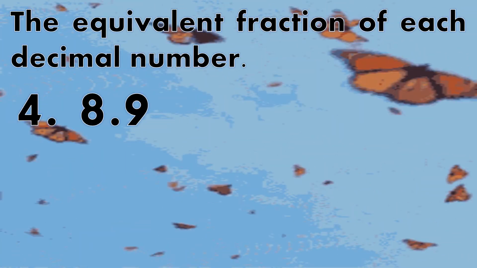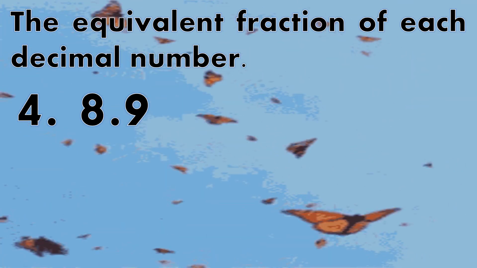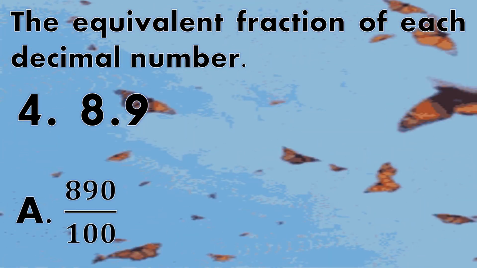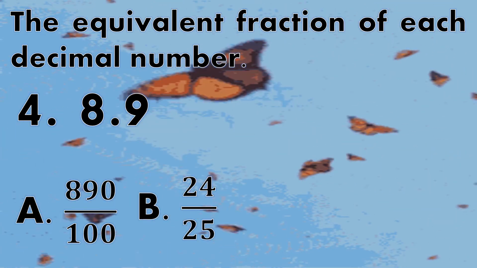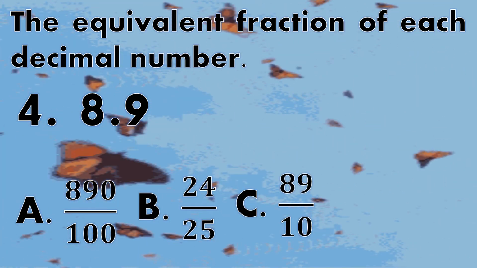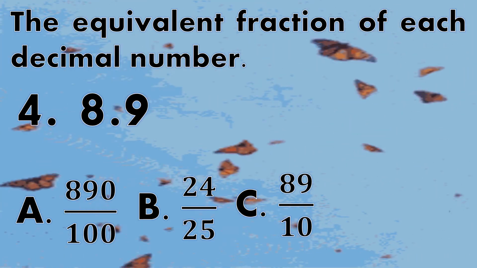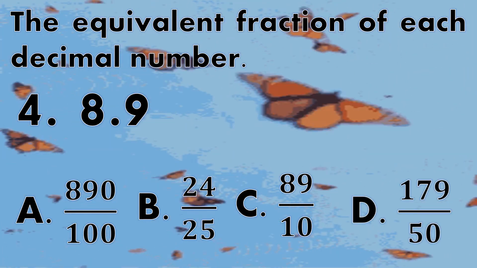Next, number 4. 8 and 9 tenths. So is it A, 890 over 100? B, 24 over 25. C, 89 over 10. Or D, 179 over 50.